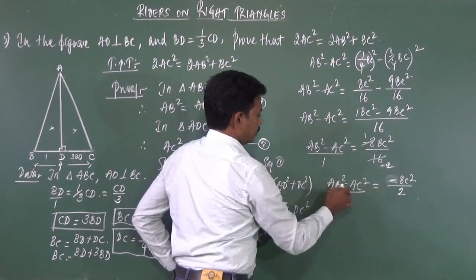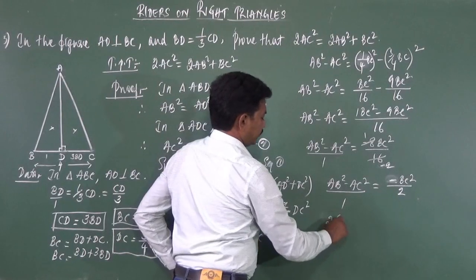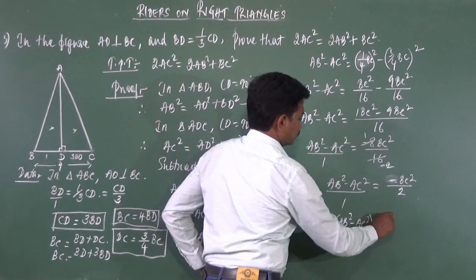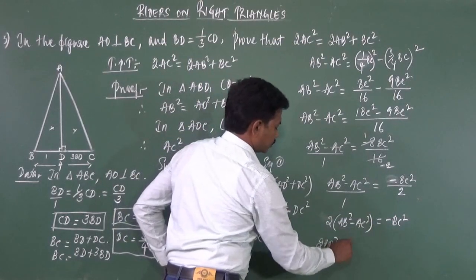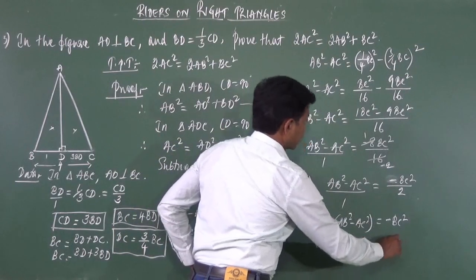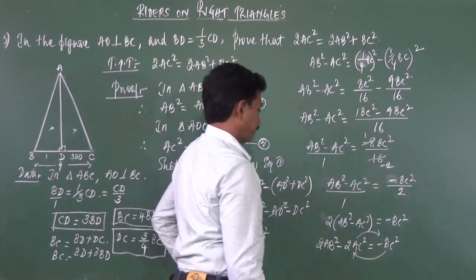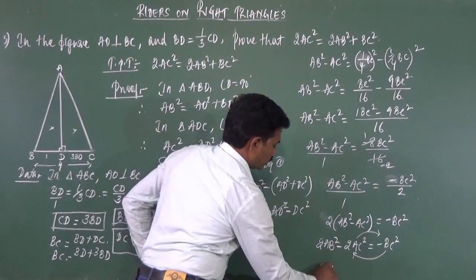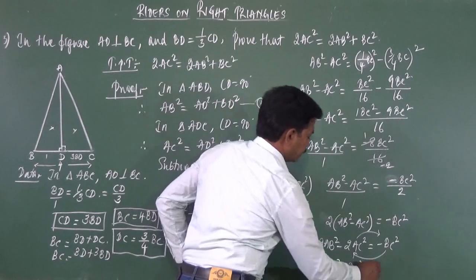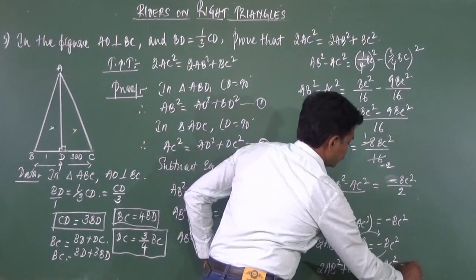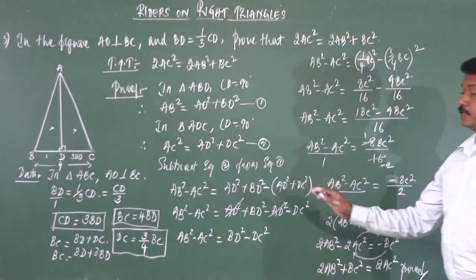So 2 into AB square minus AC square is equal to minus BC square. So 2 into AB square is 2AB square, and 2 into minus AC square is minus 2AC square, equal to minus BC square. We'll transpose this minus 2AC square to the RHS, and this minus BC square to the LHS. So that becomes 2AB square plus BC square is equal to 2AC square. So this is what is to be proved. This is for 3 marks, a very important theorem on Pythagoras theorem, very important.